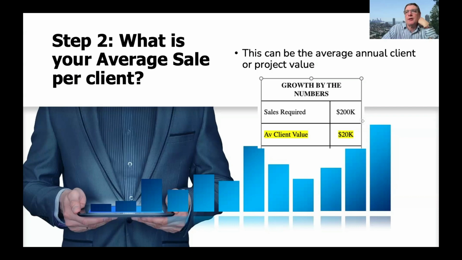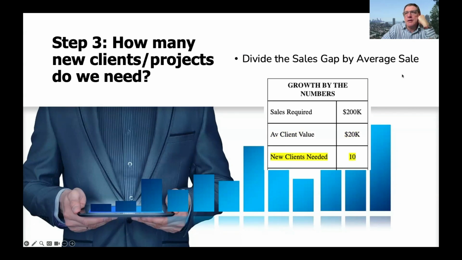Okay. Now you might need a calculator for some of this as you get going. Your phone is a good calculator. Jump into it. Next one, divide the sales required by your average client value to give you the number of clients you're going to need or the number of projects you need, whatever it is. So if your average project value is 20K, you're going to need 10 projects to get going. All right. So just break that down. Simple maths.